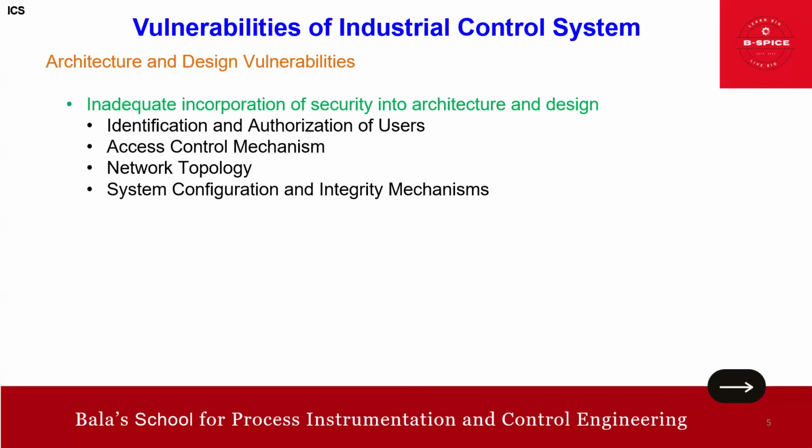Implementing system configuration control and integrity mechanisms ensures that the ICS operates within the specified parameters, and that any unauthorized changes or tampering are properly detected and addressed. These are the aspects we can talk about regarding inadequate incorporation of security into architecture. So we should focus on identification and authorization of users, access control mechanisms, network topology, and system configuration. Okay, friends? I hope you got some insights on this.